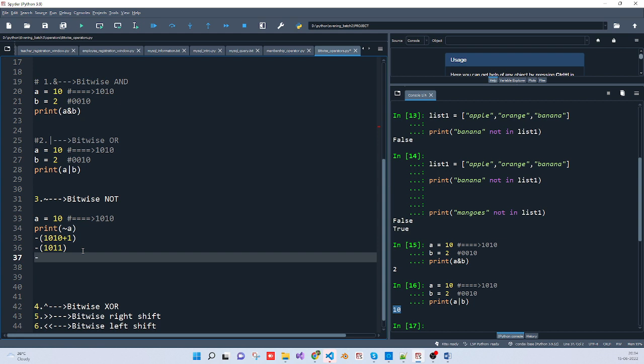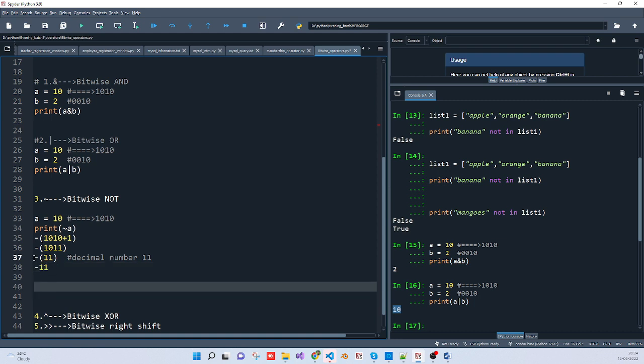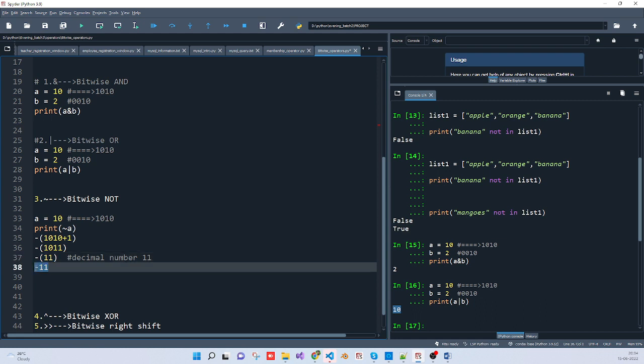Now, minus 101011: the decimal number is 11. Okay, here I am writing it as a comment. It is not 1 1, guys, it is the decimal number 11. Now my final output is minus 11. My final output is this one only, but anyway I am showing it like this. Now observe the output.